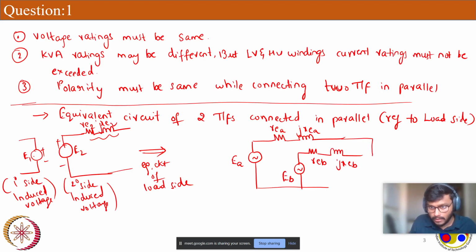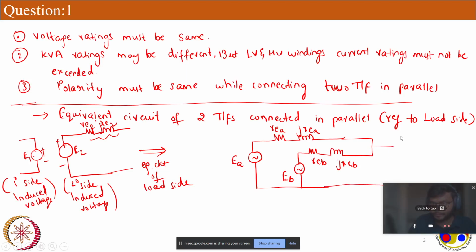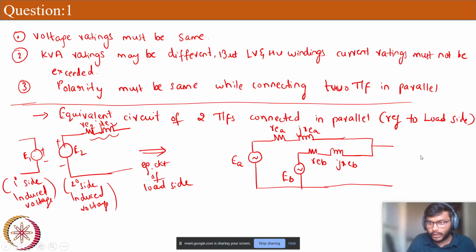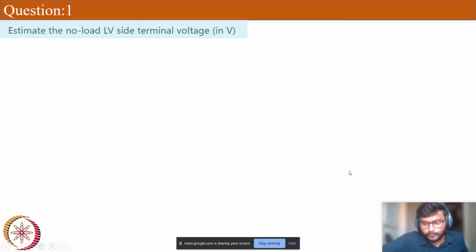Now these two are in parallel. Now here I am connecting my load. So yeah, whatever current I am getting at my load is because of these two voltage sources only. Let's say this is the load, and some current will flow through here. The sum of these two currents will flow through the load.